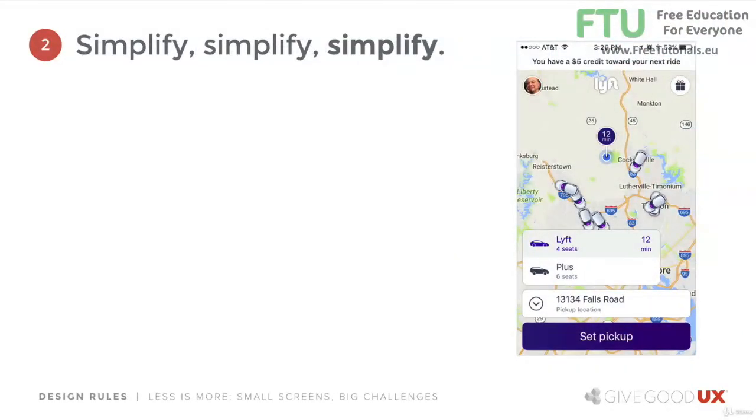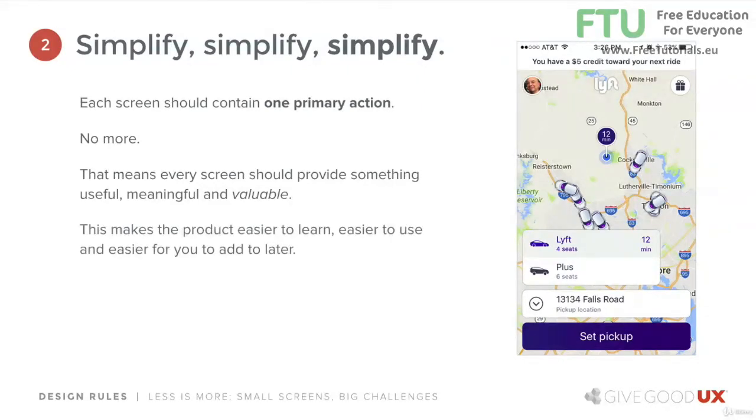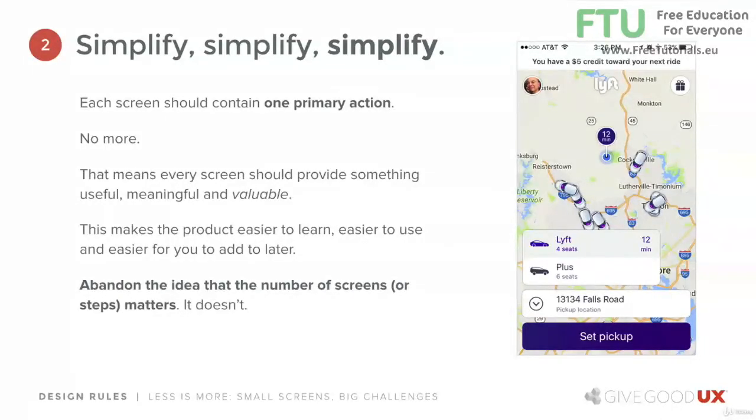Number 2, simplify, simplify, simplify. Yes, that's a joke that it's there 3 times. Okay. Each screen should contain one primary action, no more. That means every screen should provide something useful, meaningful, and valuable. This makes the product easier to learn, easier to use, easier for you to add to later. And I also want you to abandon the idea that the number of screens or steps matters, because it doesn't.